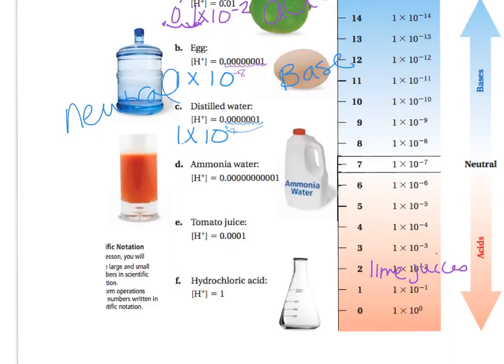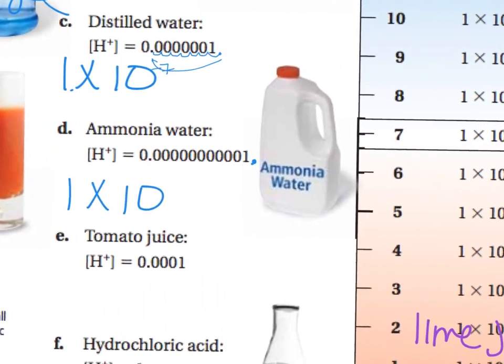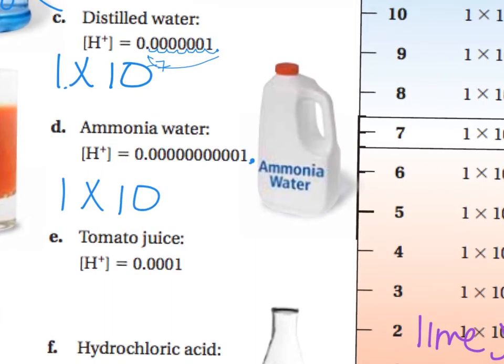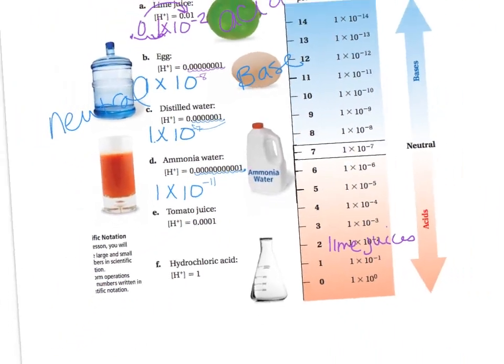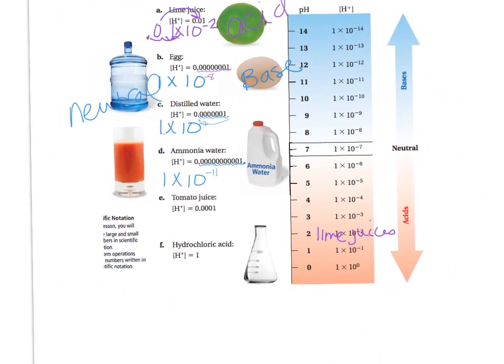Okay. Ammonia water. So we've got 1 times 10 to what power? Again, we're putting the decimal here. How are we getting back to the original? So we'll go ahead and make it bigger, and let's count it over: 1, 2, 3, 4, 5, 6, 7, 8, 9, 10, 11. So -11, because we went to the left. And let's look at it: -11 is a base. Okay, so ammonia water is a base.